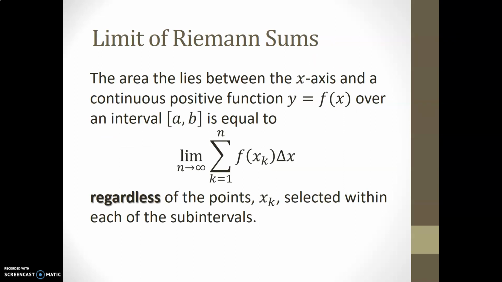And here are limits of Riemann sums. The area that lies between the x-axis and a continuous positive function y equals f of x over an interval a to b is equal to the limit as n goes to infinity of the sum of f of xk times delta x, regardless of the points that are selected within each of the subintervals. So essentially, the decision to pick left or right or midpoints of each subinterval is no longer necessary because in the end, the limit process where subdivisions grow to infinity will remove all estimation errors.